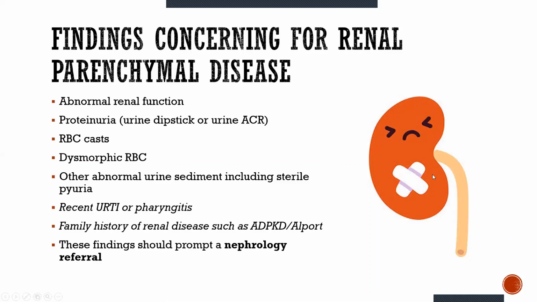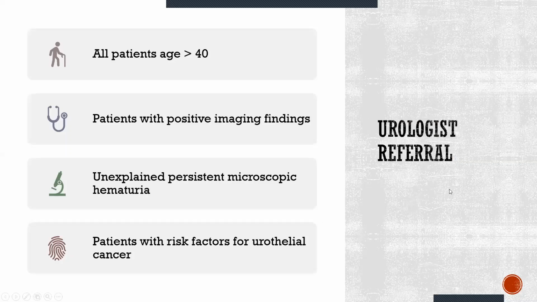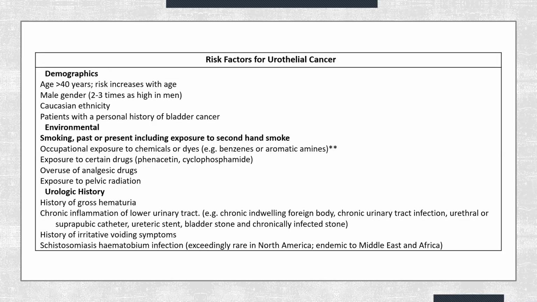Patients with positive imaging findings on the ultrasound, unexplained persistent microscopic hematuria, or patients with risk factors for urothelial cancer, which I'll show a table of. So next slide. These are the risk factors, age being a big one, male gender, 2 to 3 times more likely to have urothelial cancer. Ethnicity, environmental exposures, smoking being the most important, but also some occupational exposures and radiation exposure.